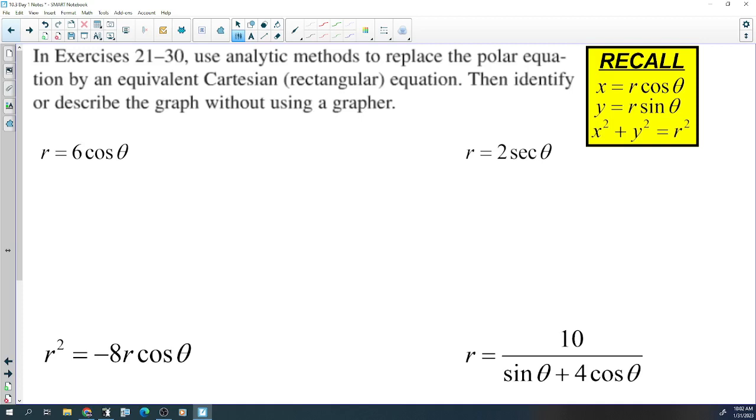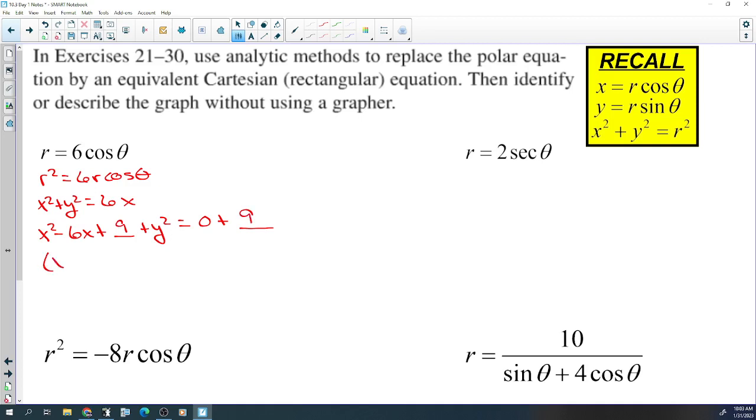This one, we have to multiply r on both sides. So that's x squared plus y squared is equal to 6x. But this is a conic. This is how we deal with conics. We got to subtract that over, complete the square. So we're going to add 9. X minus 3 squared plus y squared is equal to 9. So that's a circle.